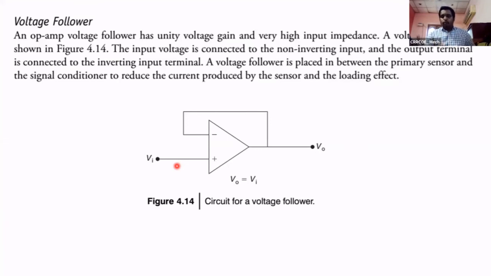For that purpose we are using this op amp voltage follower circuit for creating the high impedance resistance. It is placed between the primary sensor and the signal conditioner to reduce the current produced by the sensor and the loading effect. For preventing damage to the instrument we create isolation by using the voltage follower. By using this circuit we can create high impedance that protects the circuit from high current and loading effect, and protects the instrumentation also.